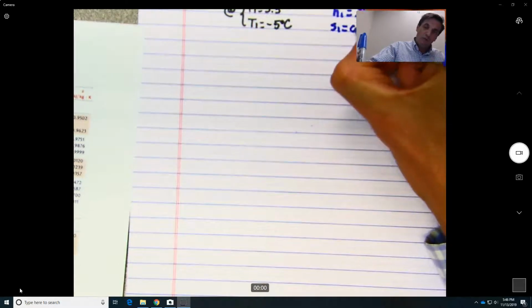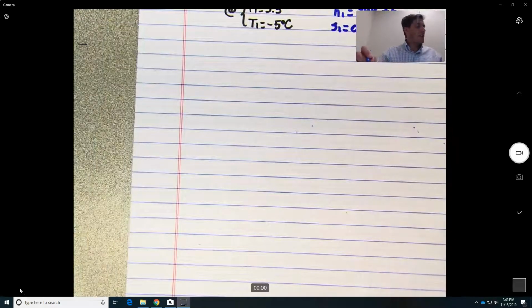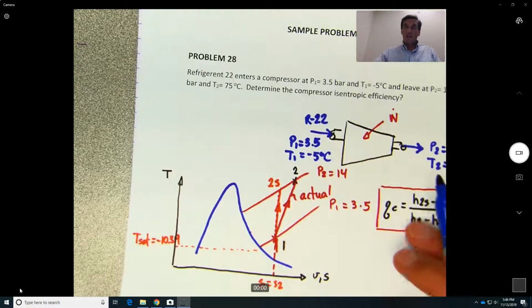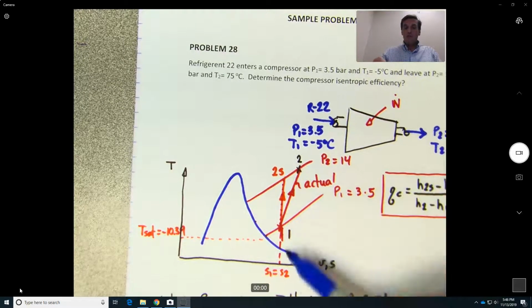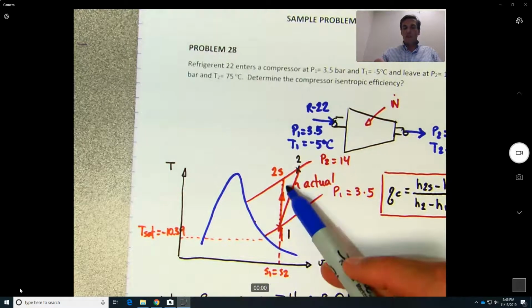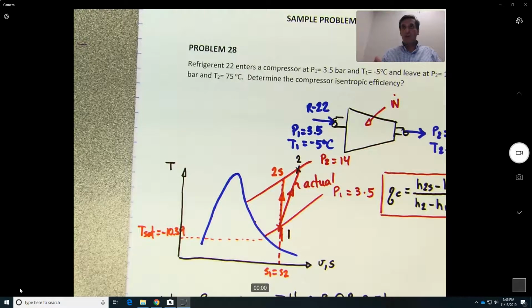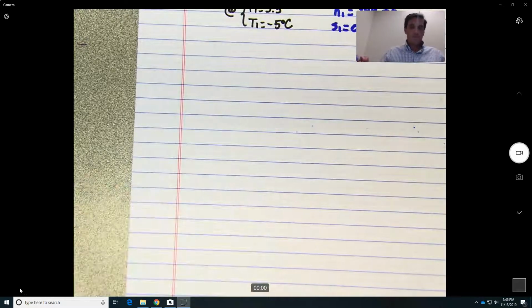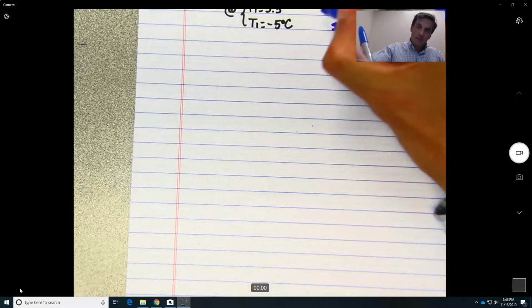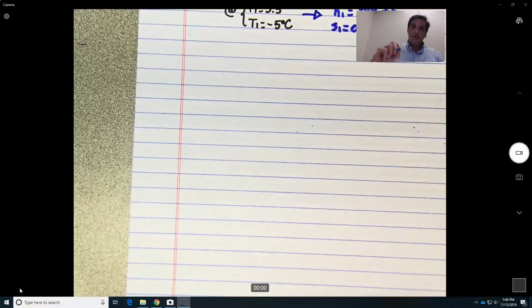S1 will be equal to 0.9572. Why do we need the S? Because in order to find H2S, we're going to use the condition that the process is isentropic, so S1 should be equal to S2. Okay.